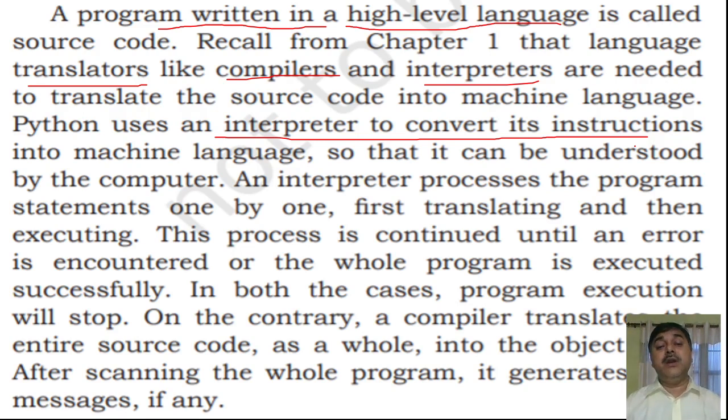A compiler translates the source code as a whole. The compiler takes the complete program, the complete source code, and converts it into object code. Again I am repeating, the source code is to be converted into object code. Then the object code, when it is processed, is executed.